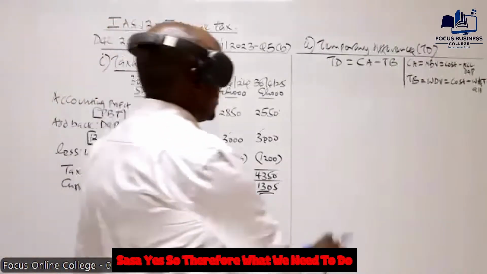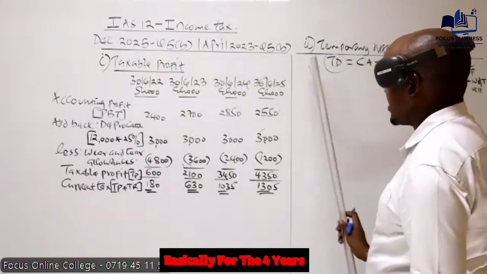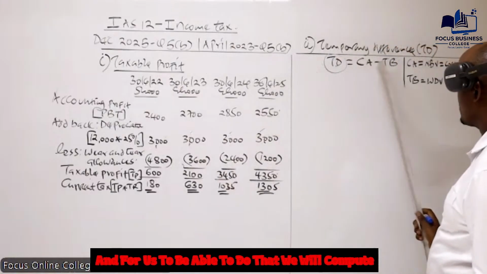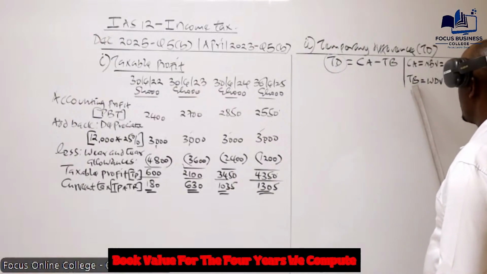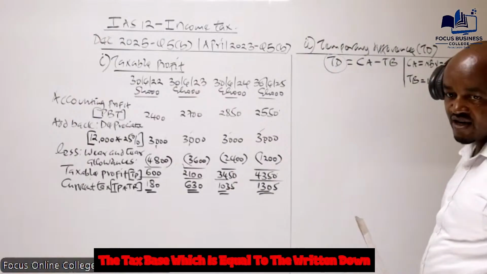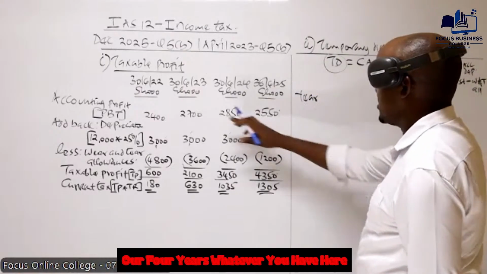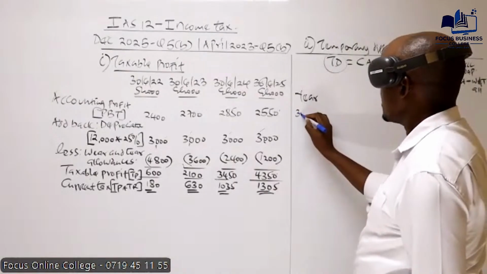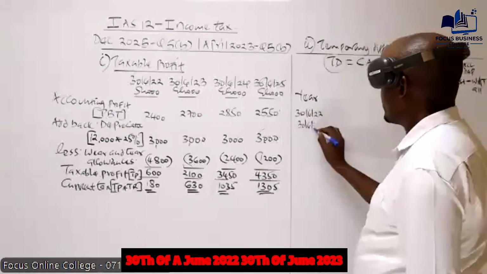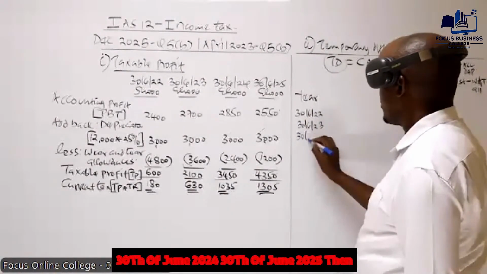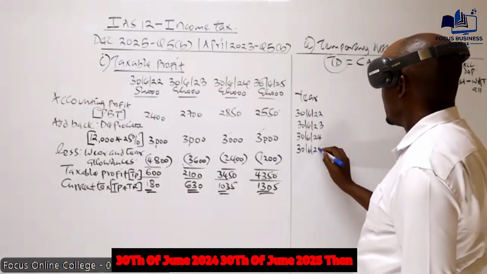So what we need to do is compute the temporary difference for the 4 years. For us to be able to do that, we will compute the carrying amount, which is equal to the net book value, for the 4 years. We compute the tax base, which is equal to the written down value. So we have our 4 years: 30th of June 2022, 30th of June 2023, 30th of June 2024, 30th of June 2025.